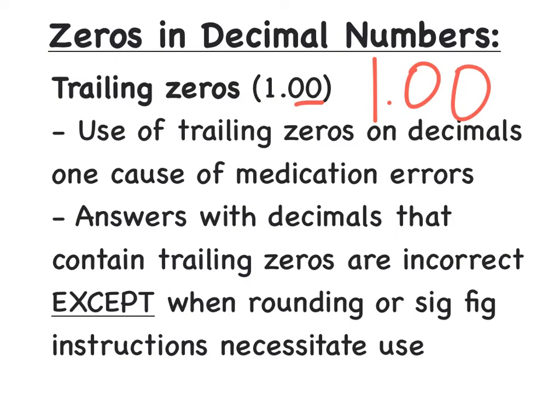Therefore, trailing zeros should not be used unless you have rounding or significant figure instructions stated that require their use. And we'll take a look at an example of this in a minute. But do not use trailing zeros unless the instructions for rounding require you to use them.